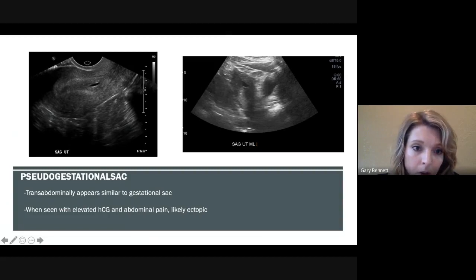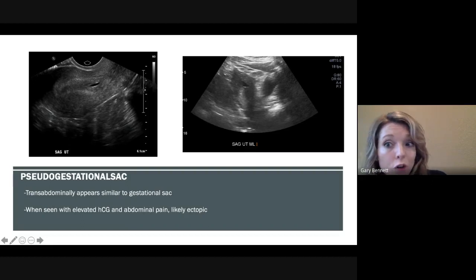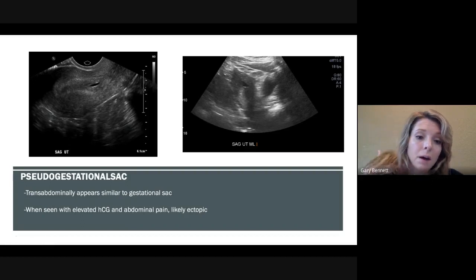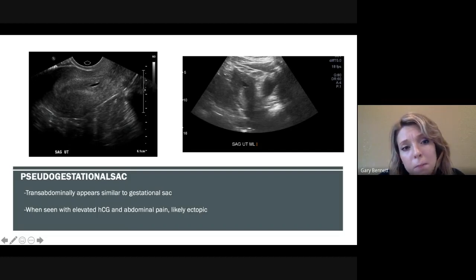So here's some more pseudosacs. They're kind of going away from the word pseudosac, but essentially we're still looking at the same thing there. Transabdominally, it can easily look like a gestational sac. Honestly, even endovaginally right here, that could be mistaken for a gestational sac. And just due to ultrasound characteristics, you can still get that bright line there.